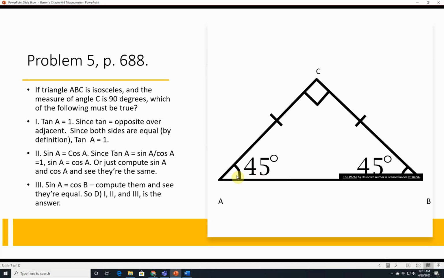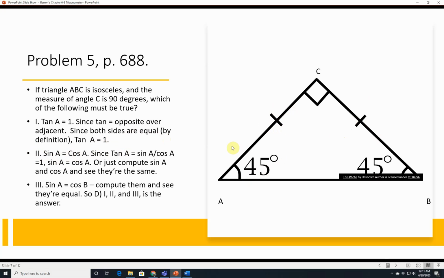Well, that has to be opposite over adjacent. Okay, this is the opposite, this is the adjacent. Why? Because this is the hypotenuse. You can see they even put the little line through here to tell you that these are equal to each other. Since both sides are equal by definition, that's what isosceles means, equal legs. Tangent of A is 1, so that's true.